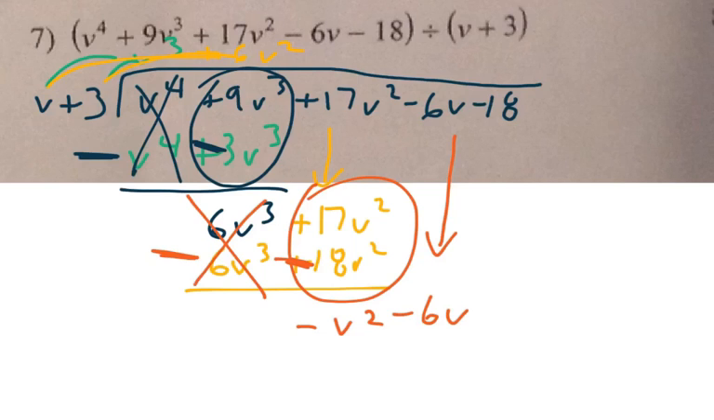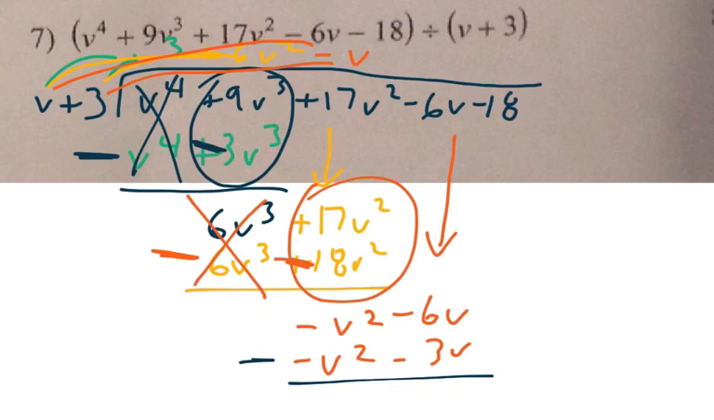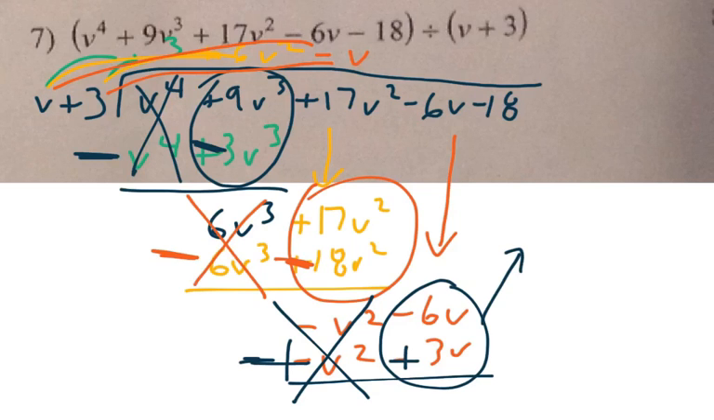And I'm going to now do a minus v, because minus v times v is minus v squared. Minus v times 3 is minus 3v. Watch this again, guys. When I minus, minus v squared becomes a plus. The minus 3v becomes a plus, right? Whenever you minus a minus, it becomes a plus. So isn't minus v squared plus v squared 0? The negative 6 plus 3 is negative 3v.